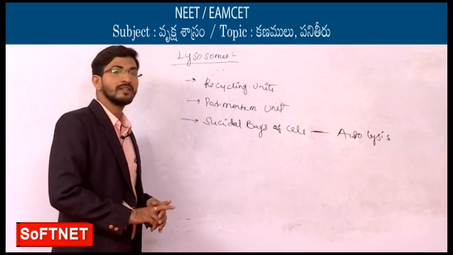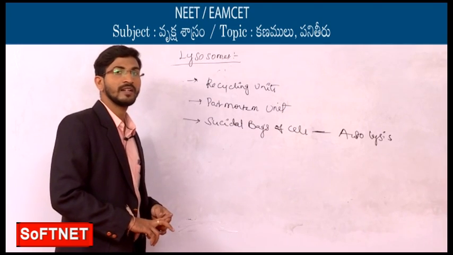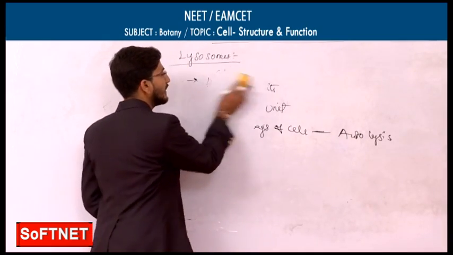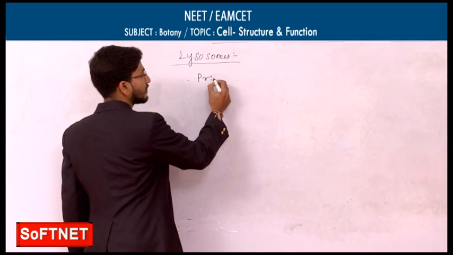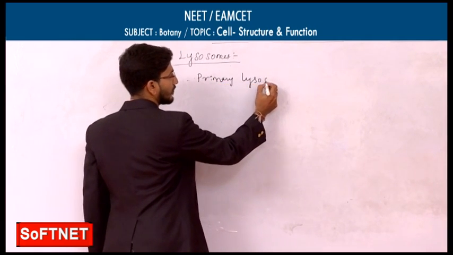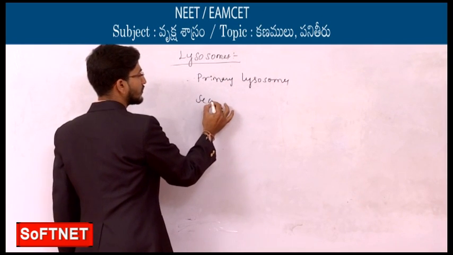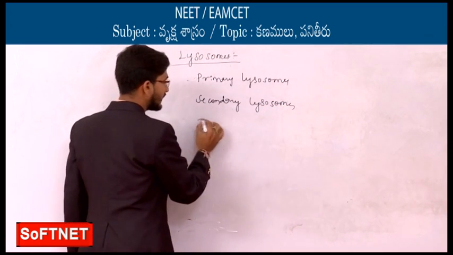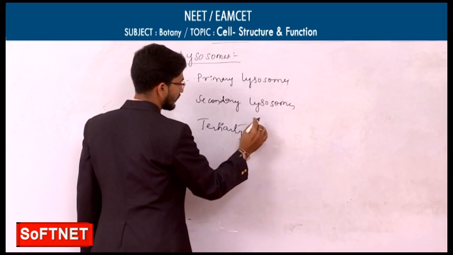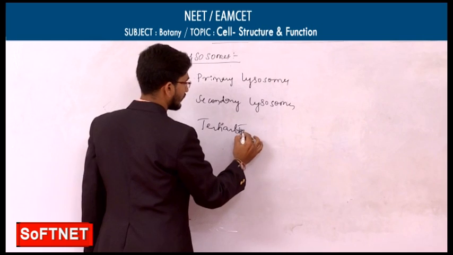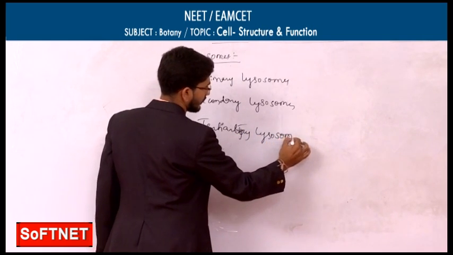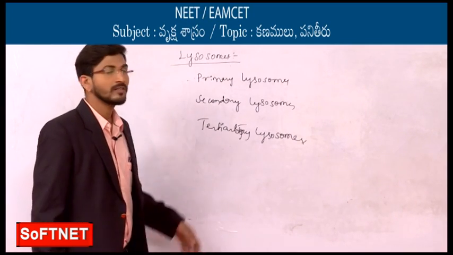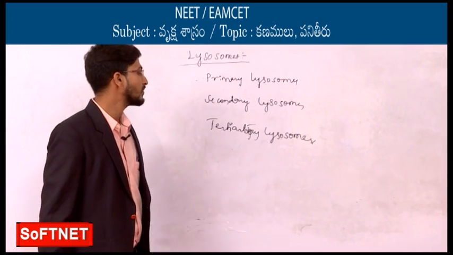Now, based on function and morphology, lysosomes are generally of three types. Those are primary lysosomes, secondary lysosomes and tertiary lysosomes.